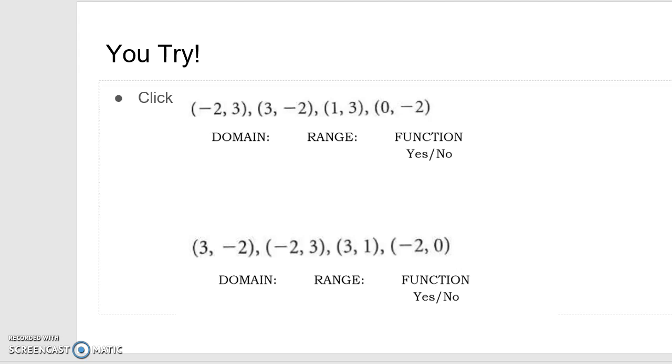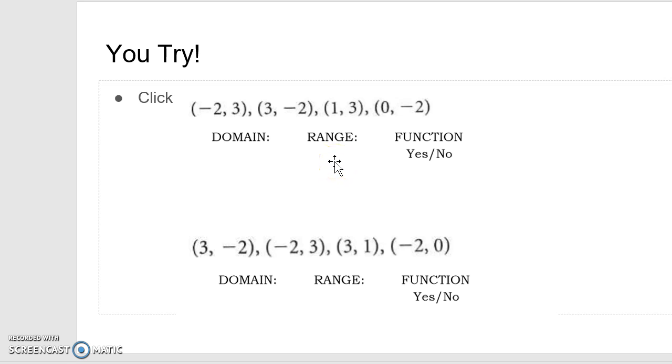Okay, let's go ahead and check your work on the first one. So if you look at your x values, you have a -2, a 3, a 1, and a 0. Do any of those values repeat? They do not. That would make this yes, it is a function. When you list your domain values, you would list your x values. So -2, 3, 1, and 0 are your domain values. Your range values are your y values. So 3, -2, and that's all you would list.